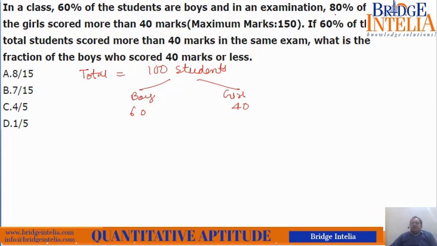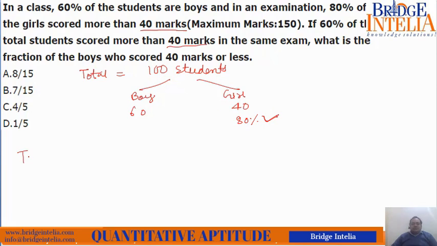Now what is being said? 80% of the girls scored more than 40 marks. Scoring more than 40 marks is an event, so let's assume scoring more than 40 marks is passing. So basically 80% of the girls have passed. 60% of the total students have passed.